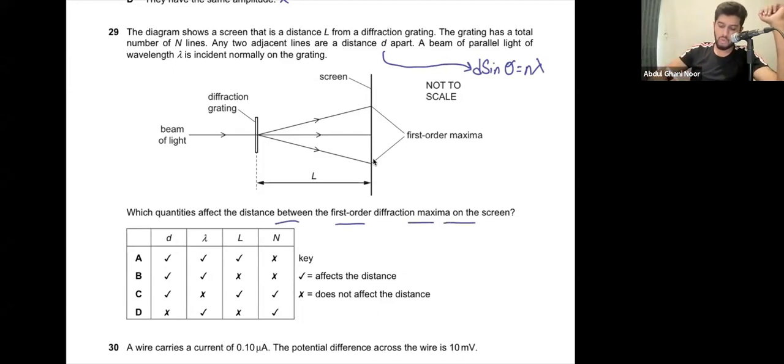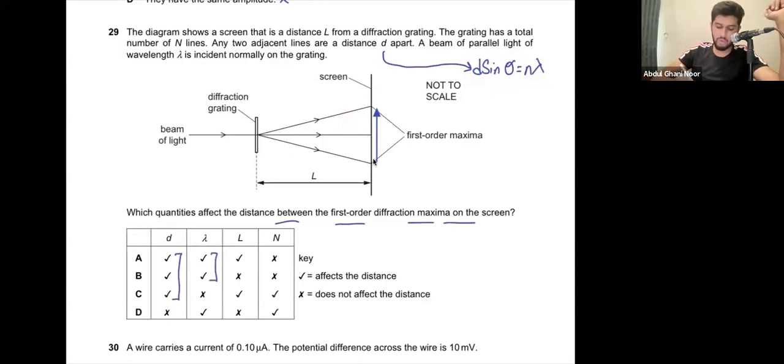वो पूछ रहे हैं इन दोनों के बीच का डिस्टेंस जो है, ठीक है, वो किन किन चीजों से अफेक्ट होगा. What affects the distance between these two? So D obviously, ठीक है, D sin theta equals N lambda. D चेंज हो जाएगा तो एंगल चेंज हो जाएगा, एंगल चेंज हो जाएगा तो ये करीब और दूर चले जाएंगे. बिल्कुल परफेक्ट. So it has to be A, B or C. Lambda, wavelength, yes. So if you change the wavelength, theta changes, has to be A or B.